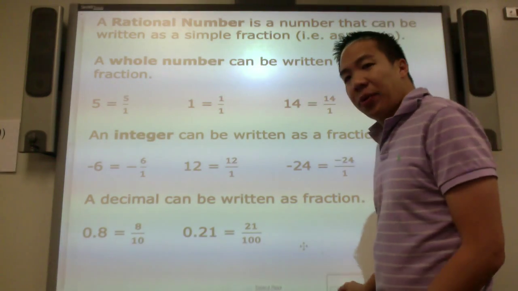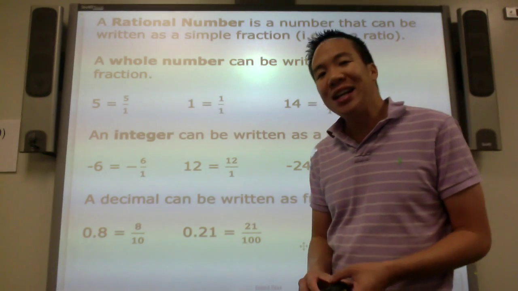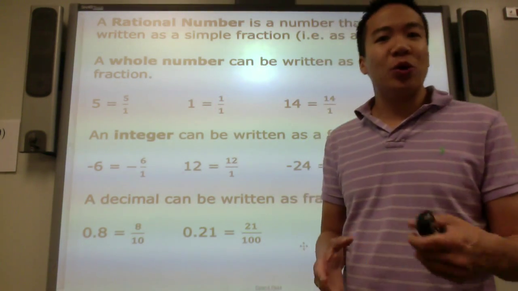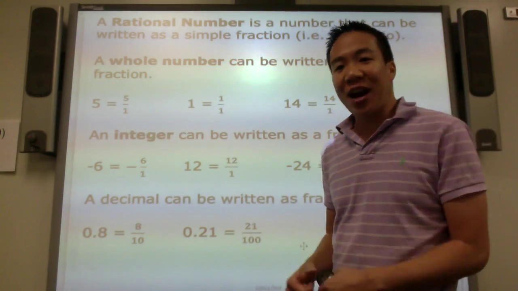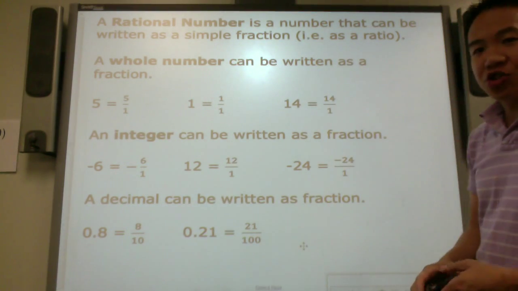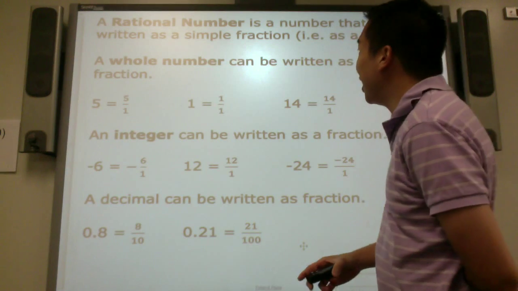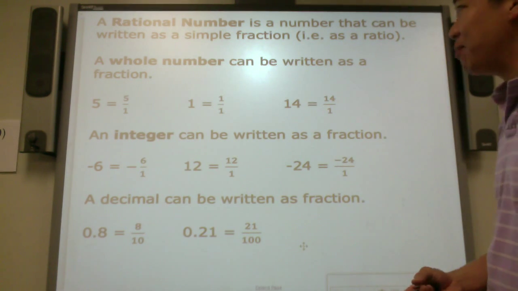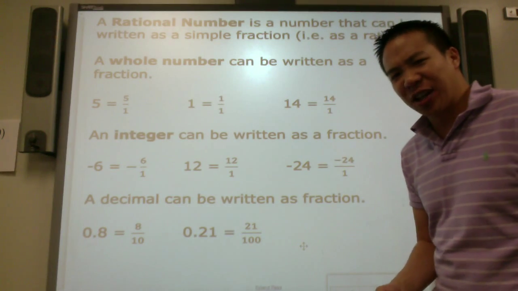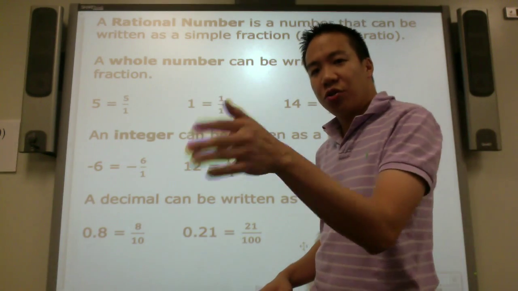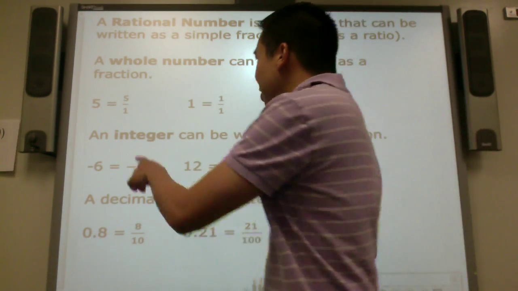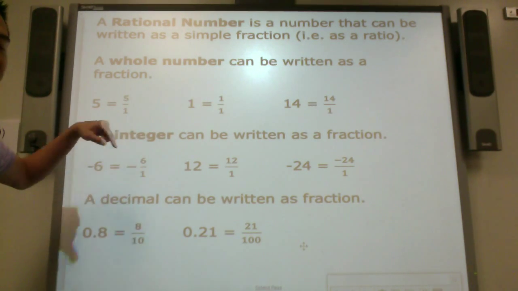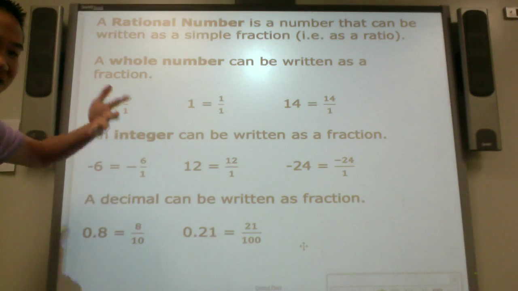All right, so today we're going to be learning something called rational numbers. A rational number is any number that can be written as a fraction or a ratio, and we're going to be learning that very soon too. So it can be written as a fraction. A whole number can be written as a fraction. Again, what are whole numbers? 0, 1, 2, 3, 4, 5, they're positive. So 5 can be written as a fraction. All you have to do is put a 1 in the denominator, because 5 divided by 1 is 5.